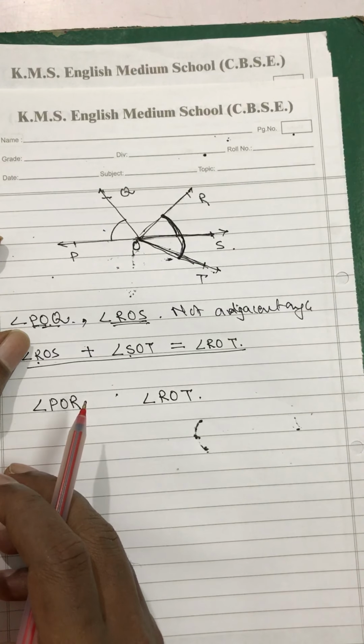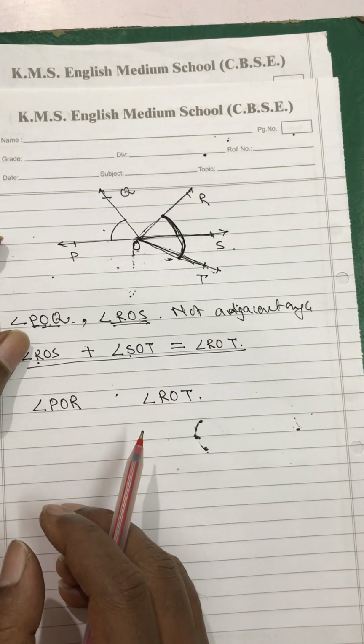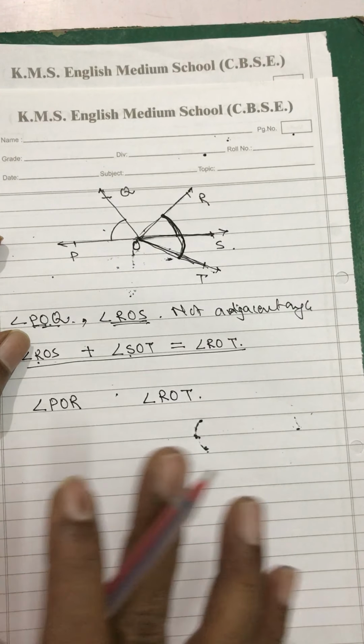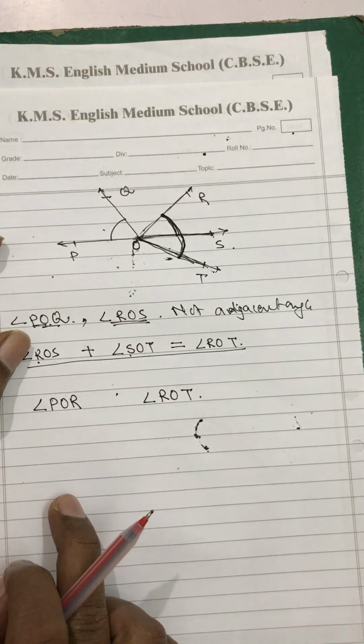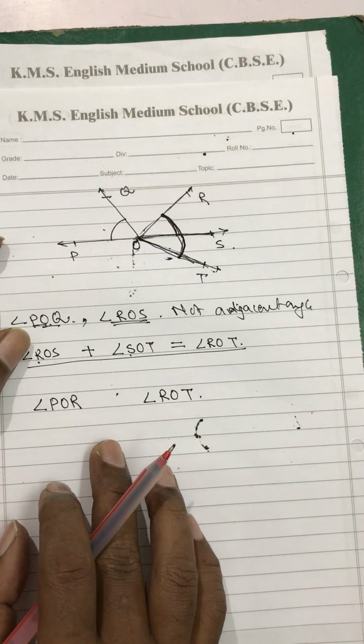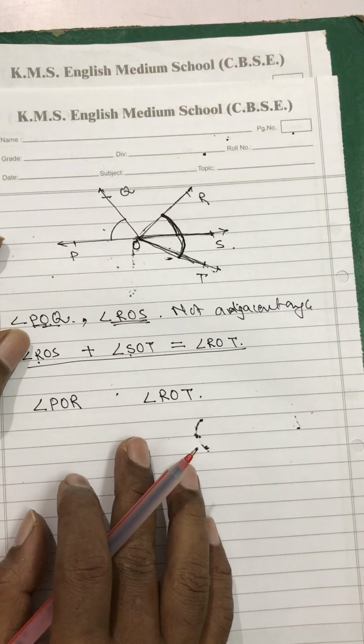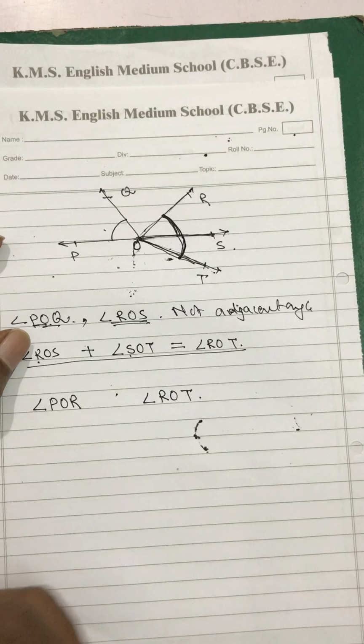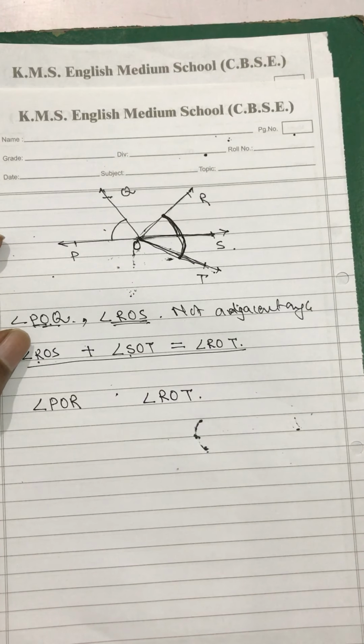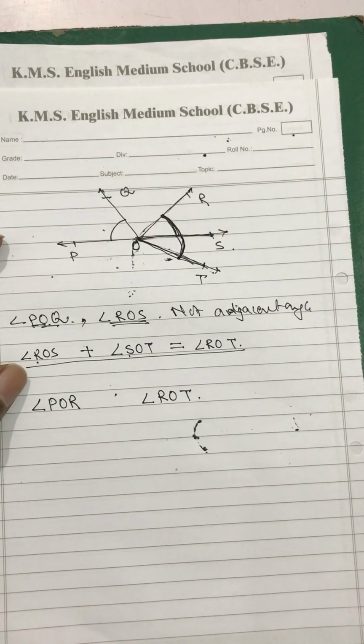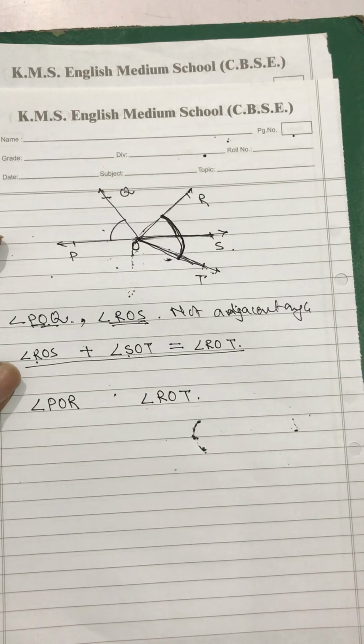Draw the diagram in your book. First of all, pause the video and draw this diagram in your book. Once you have done this, then label this angle POR. According to you, what should be the label of angle POR? Pause the video and label it. Once you have labeled it, also label angle ROT. What should be the label of angle ROT according to you?